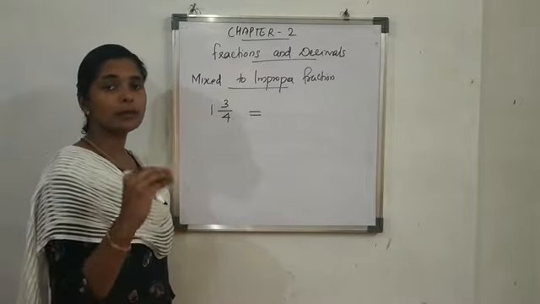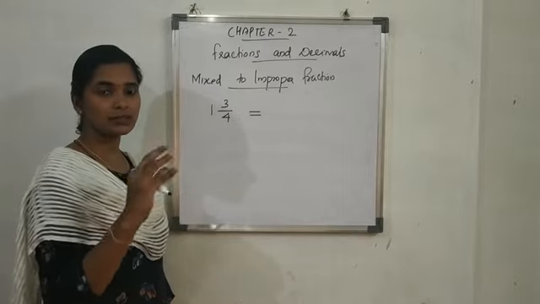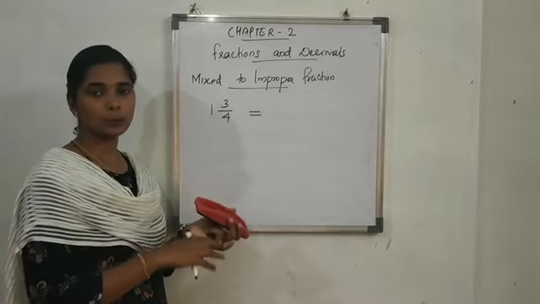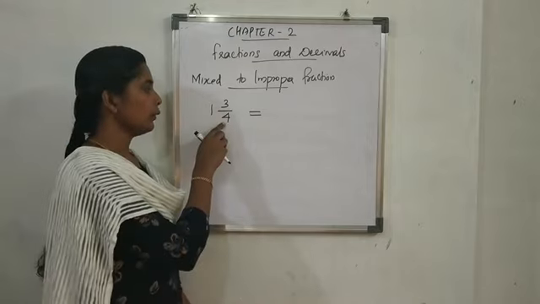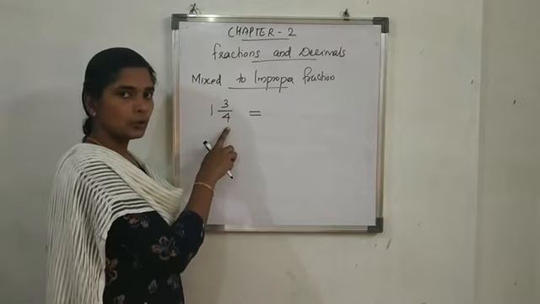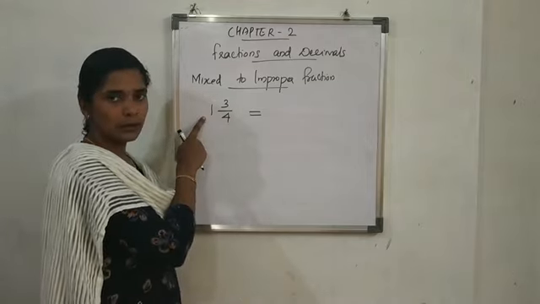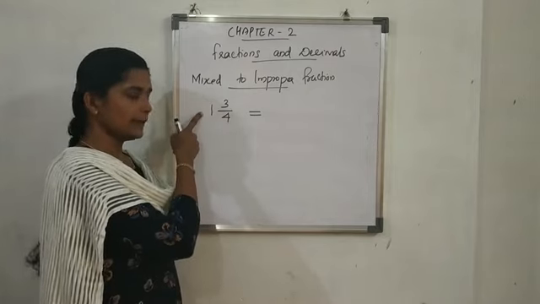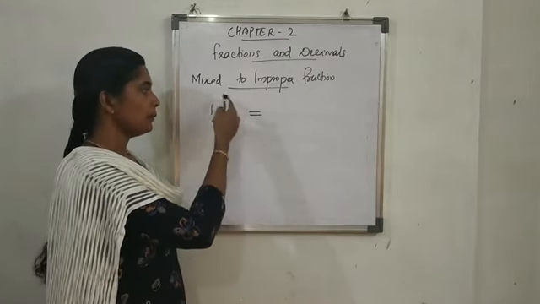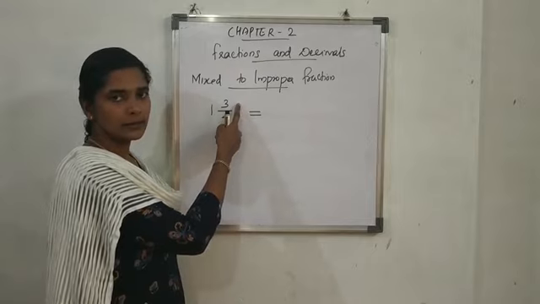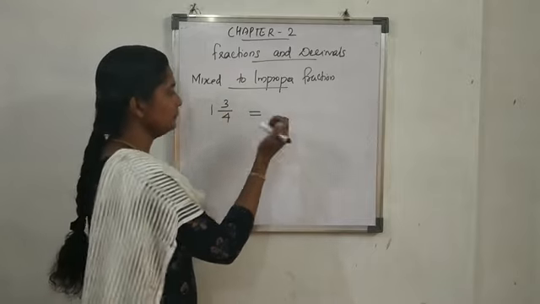Okay, how will you convert it into an improper fraction? Just convert it and see whether it is proper or improper. Here, 4 is the denominator and 1 is the whole part. Multiply the denominator with the whole part, then add the numerator. Let me show how we do it.